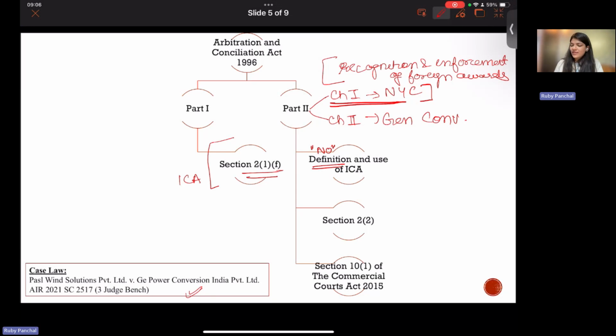Now, in the case of PASL Wind Solution, I've given the citation on the screen. I will try to give links to the judgment in the description as well.